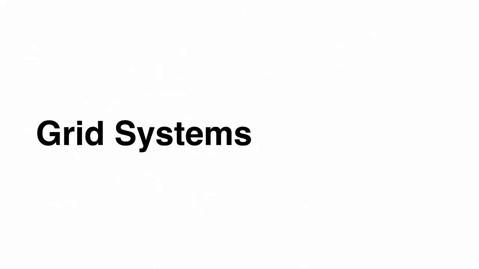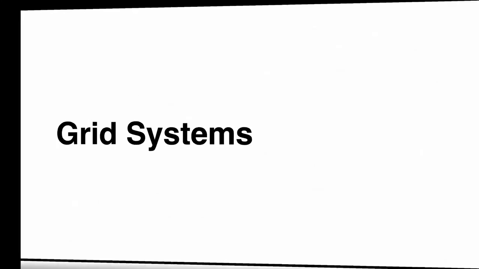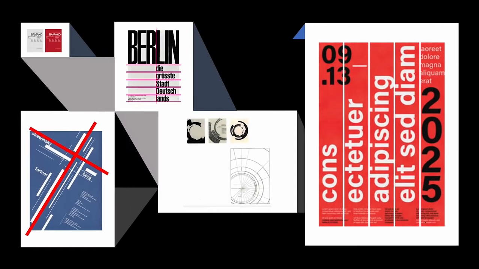Next up are grid systems. A cornerstone of Swiss design is the use of geometric grids. These grids determine the precise placement of type and images, making the message easier to read and understand. In Swiss design, the grid isn't just a tool, it's a philosophy. There are various types of grid systems in Swiss design.